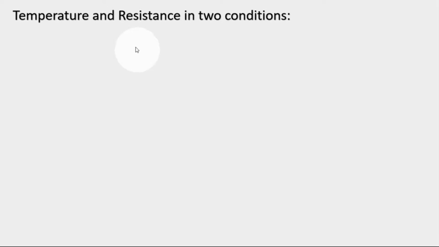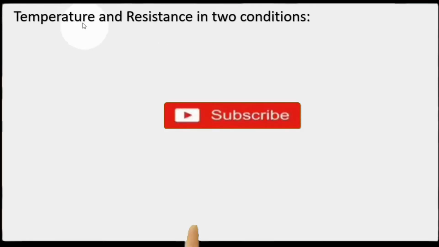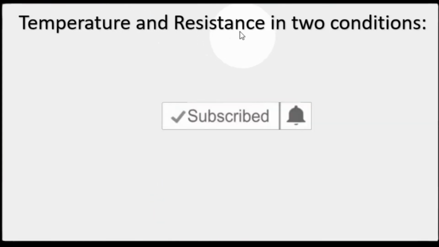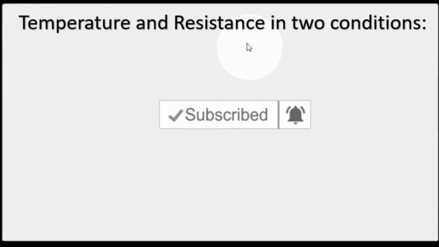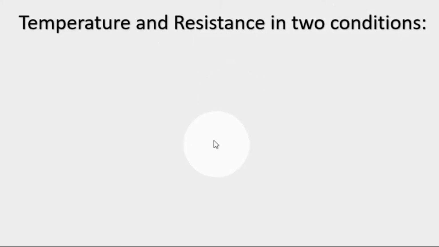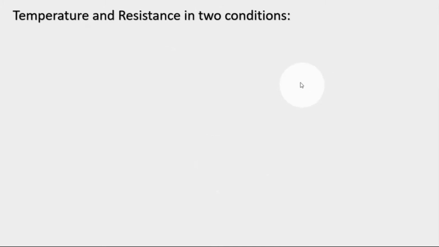Today, let us learn the relationship between the temperature and resistance of a material at two conditions. It means that if we subject our material to temperature 1, what will be its resistance? And if you move that material to another temperature, say T2, what will be the value of the resistance of your material? To solve for that, let us understand better the relationship between these two variables.